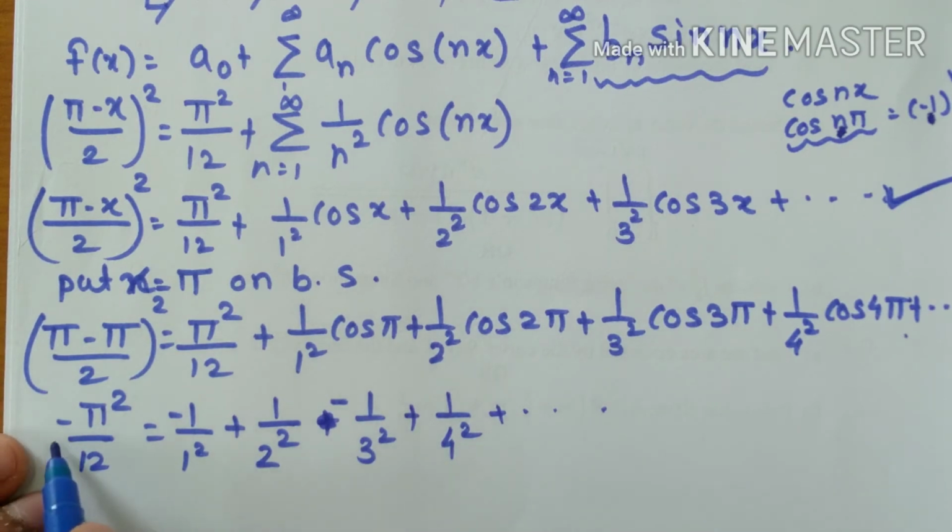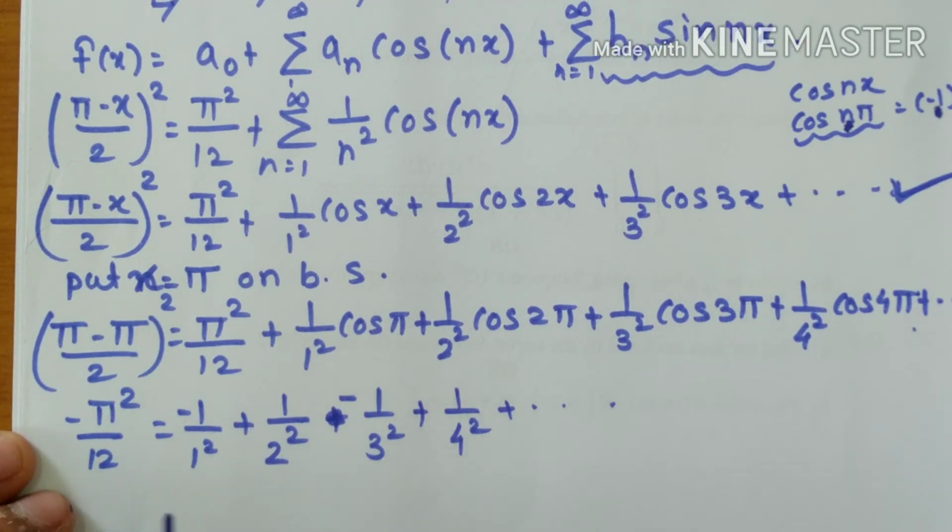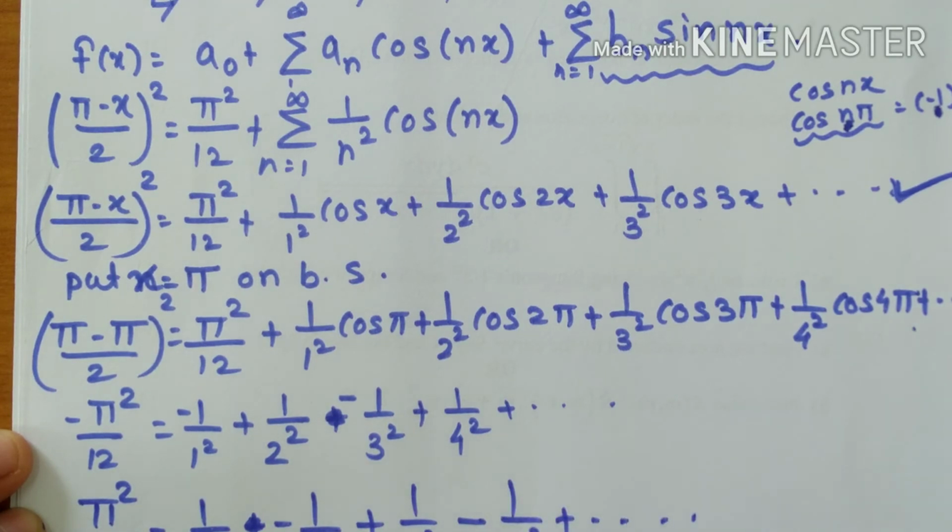See, there is a minus sign on the left side. So we need to adjust it. So taking the minus to the right hand side, we have pi square upon 12 is equal to 1 upon 1 square minus 1 upon 2 square plus 1 upon 3 square minus 1 upon 4 square plus and so on. Hence, I am getting the first deduction.